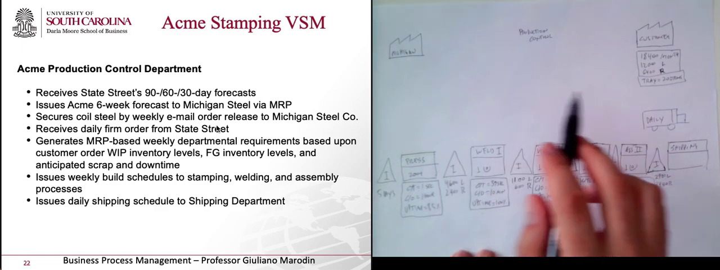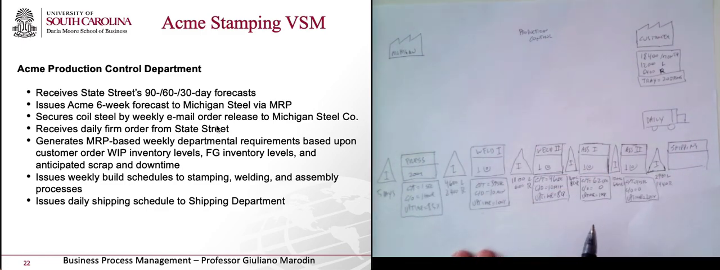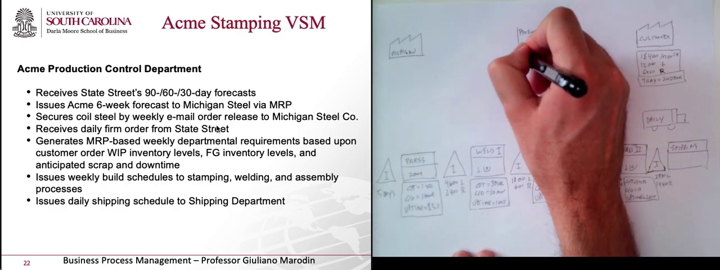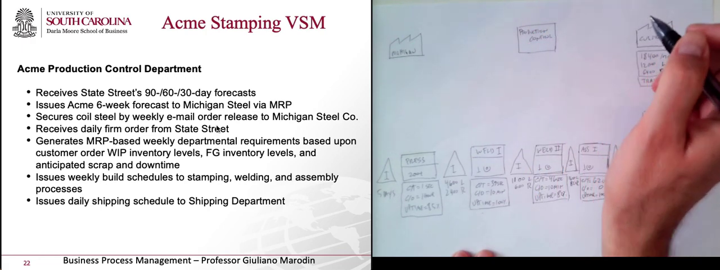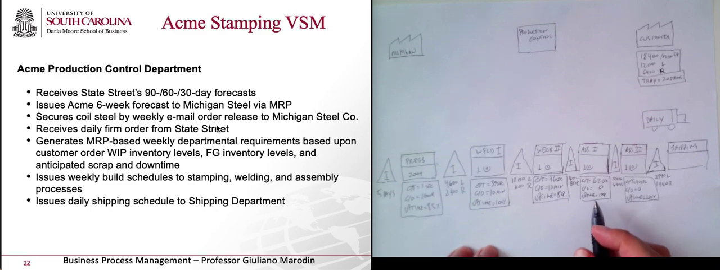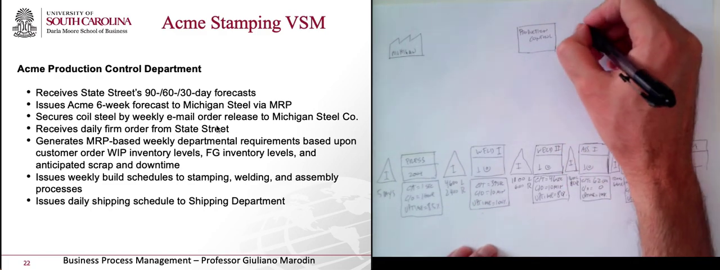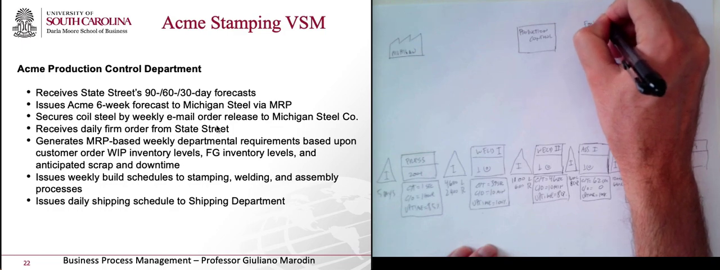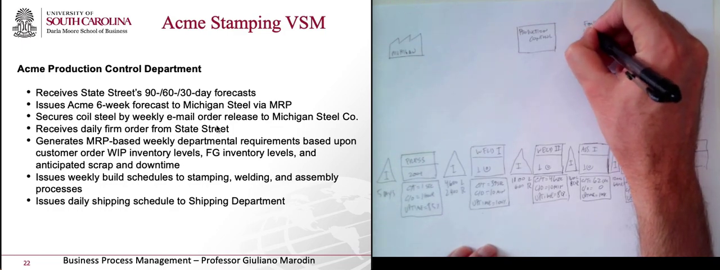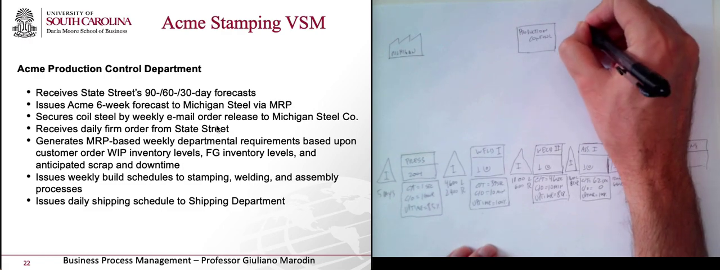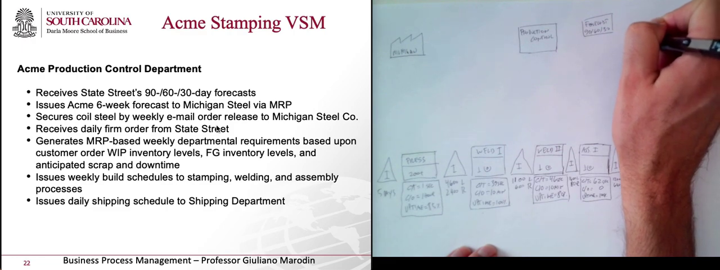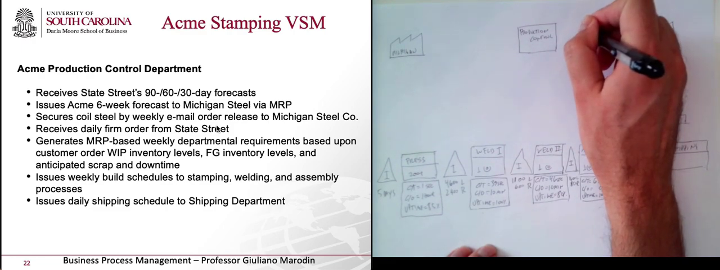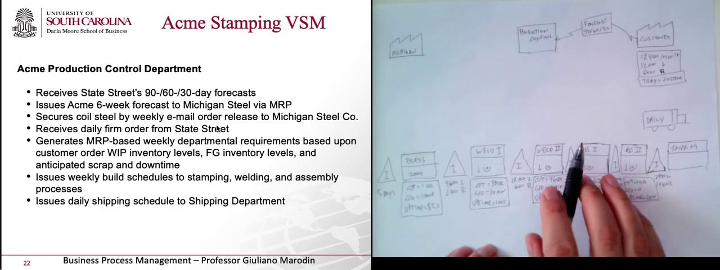So I expect you guys to be doing this, right, as I am doing it. Okay, so draw one of your own value stream map. We have a production control process in the middle, and it receives a customer forecast, right? So this is the forecast, 90, 60, and 30 days. That's what they expect to be the total amount of demand for that period of time.